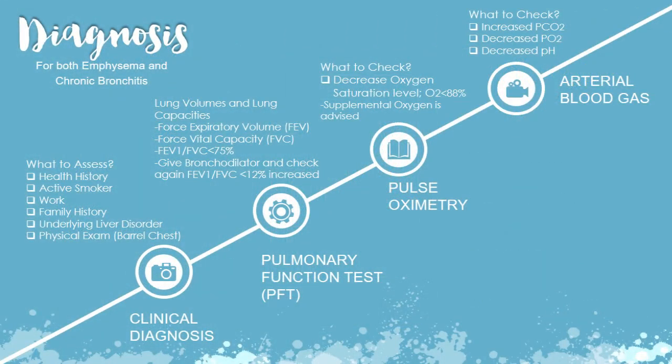How do we diagnose COPD? First is through clinical diagnosis. We are going to assess their health history, whether they had previous respiratory infections. Are they active smokers? What kind of jobs do they have? Or do they have underlying liver disorders? And during examination, prominent signs such as barrel chest can be observed.